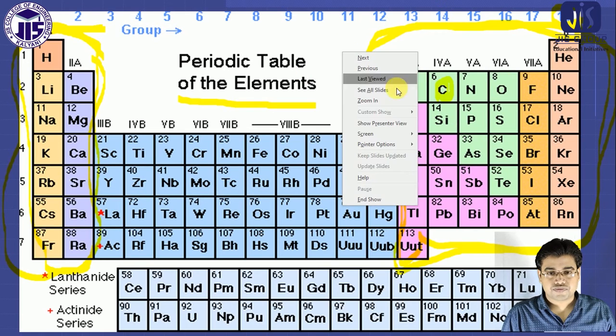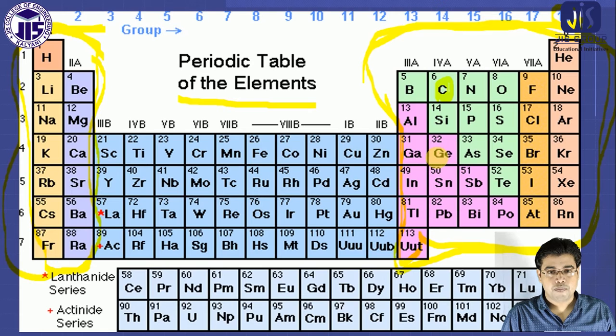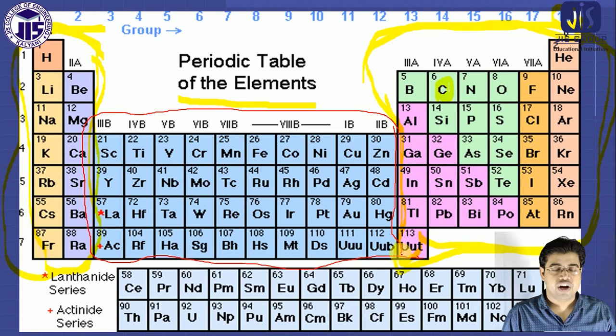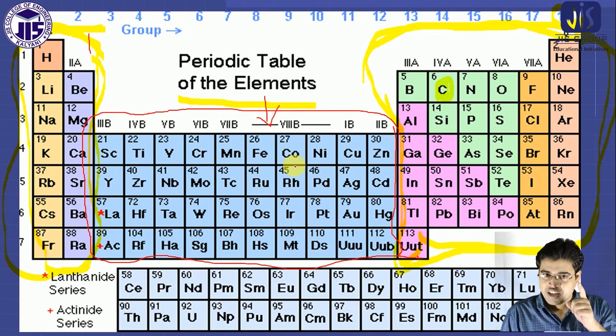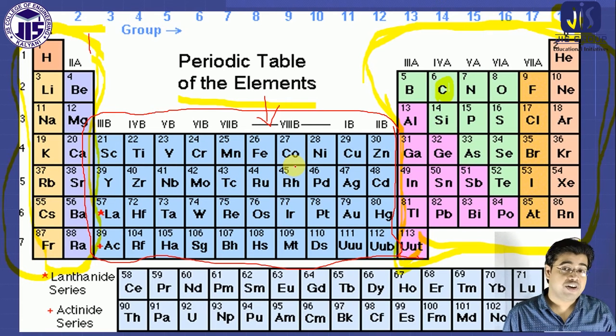Now the middle part is the most important part. In the middle part, those elements are called D block elements. There is another name also: they are called transition elements. Why are they called transition elements? Because here it looks like a bridge between the S block elements and P block elements. That's a transition between the S and P block elements, so that's why they are called transition elements or D block elements.